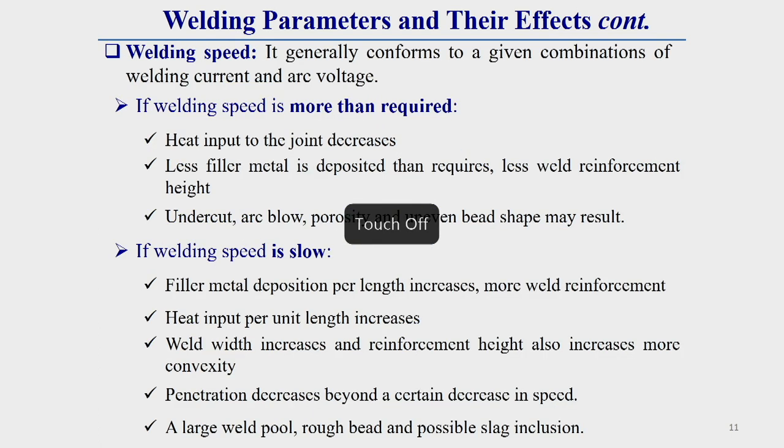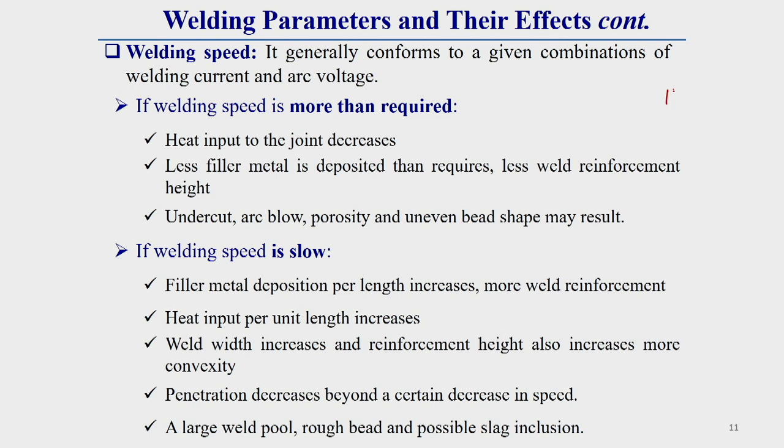Now we will go to the effect of welding speed. Welding speed is a very interesting and important parameter, which represents how much heat will be supplied per unit length. We can get this idea from welding speed. How can you represent it? As I have already discussed, the heat supply per unit length is equal to voltage times current divided by welding speed, where VW means welding speed.